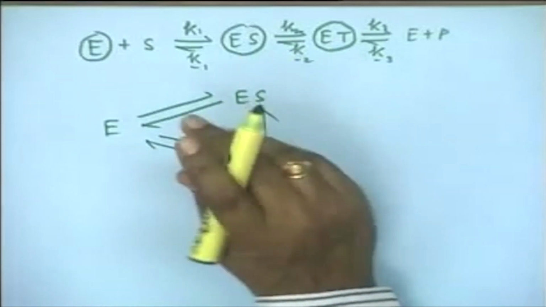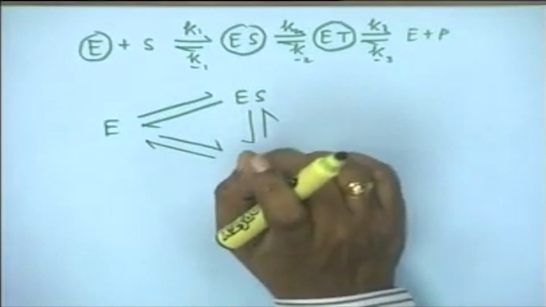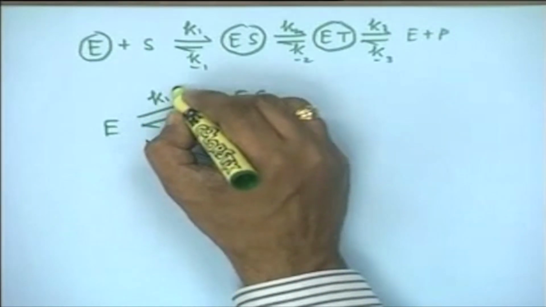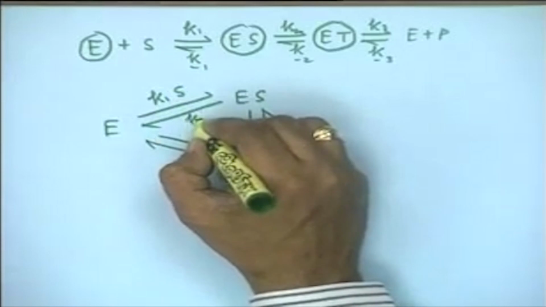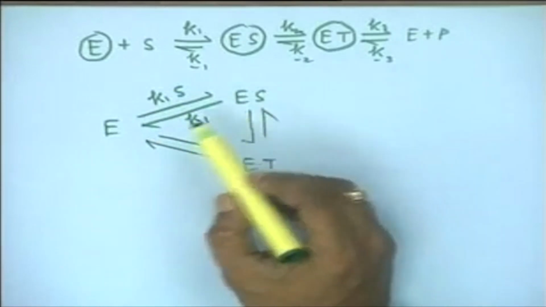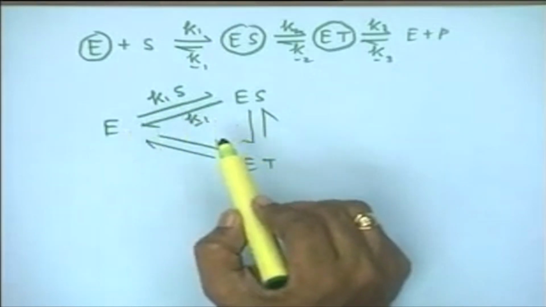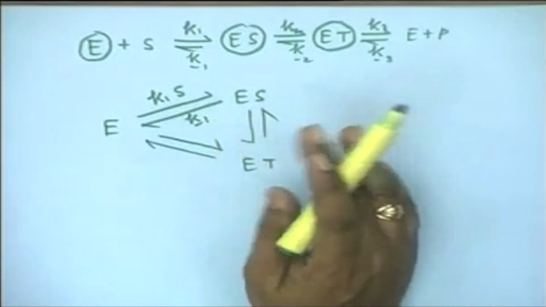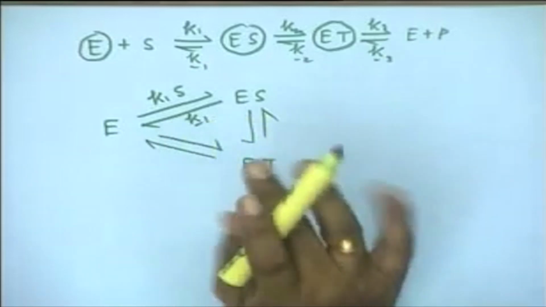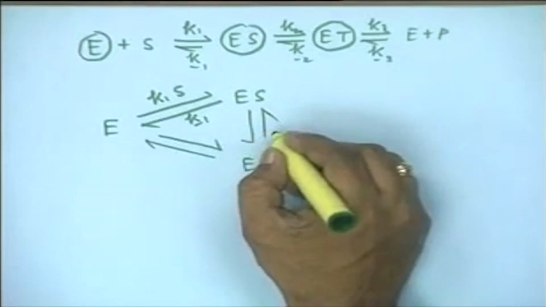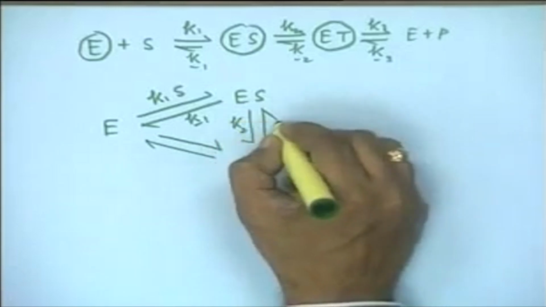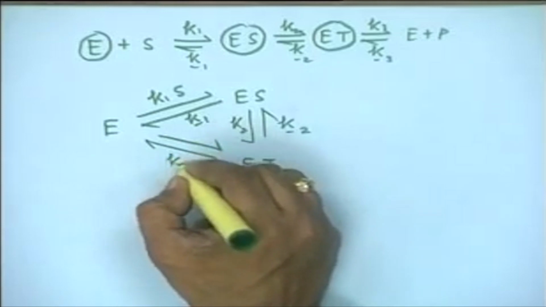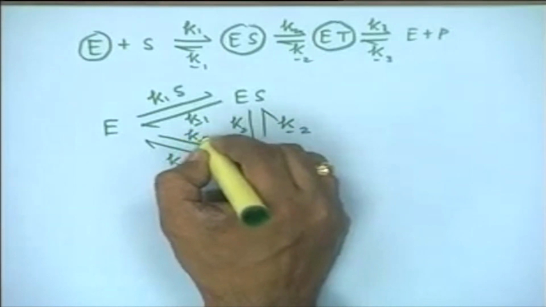Also mention the rate constants in the form of kappa values. That means, the kappa value for E to ES will be K1 into S, and this will be K minus 1, and you will notice that wherever a substrate or product species is involved, we will multiply the rate constant with that factor. If there is no substrate or product, then the rate constant will be as it is. Similarly in the case of ES, it will be K2, K minus 2, and here you will have K3 and K minus 3 into P.